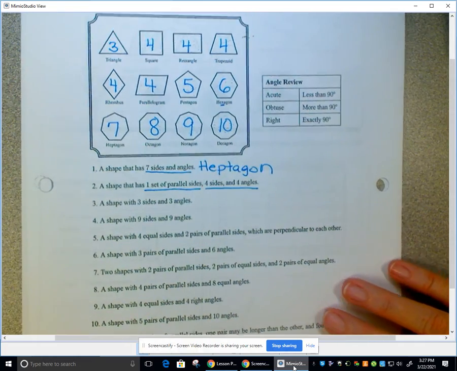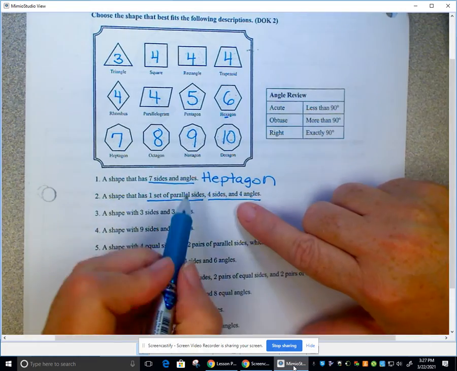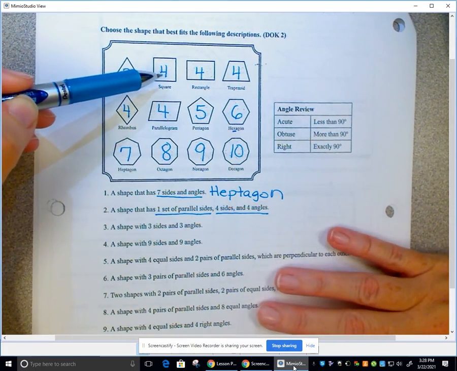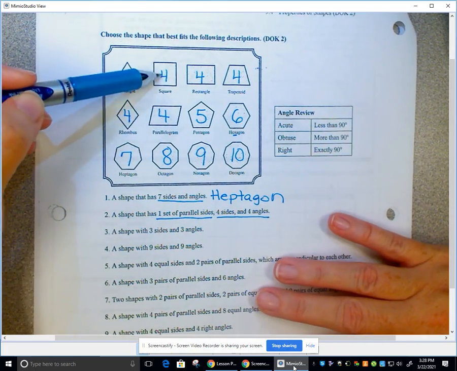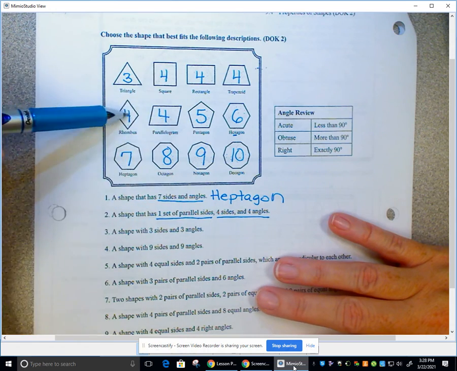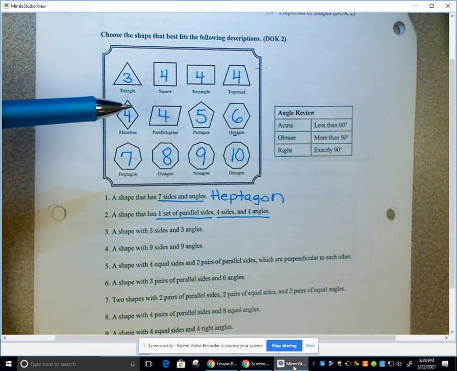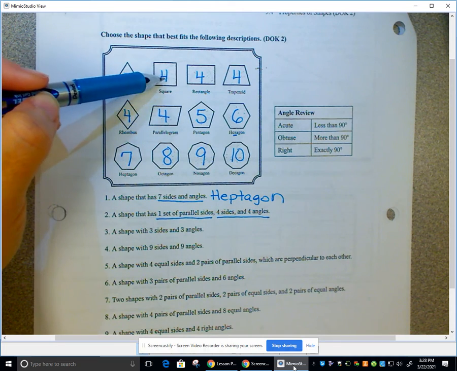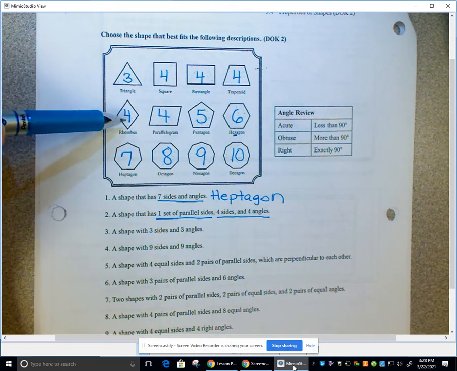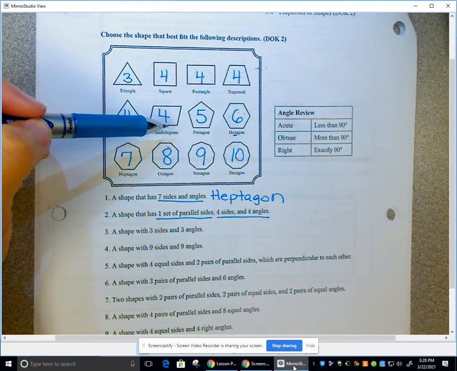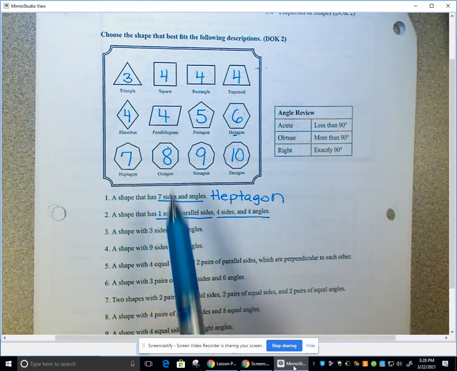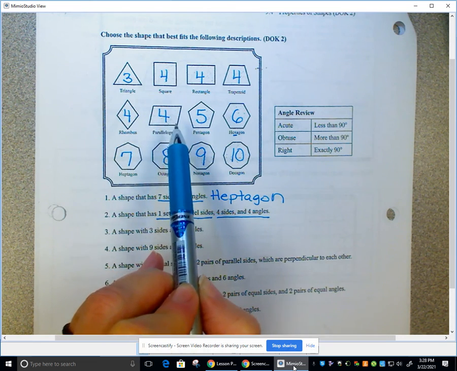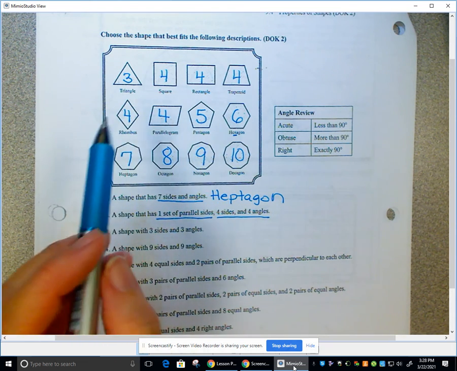A shape that has 1 set of parallel sides and it has 4 sides and 4 angles. This is a special type of 4-sided shape. I should have honed in on these a while ago. Let me take the time to do that now. Notice we have several 4-sided shapes. That's coming in one of the future lessons. But these are all in a family of what's called quadrilaterals. Now, all these quadrilaterals have 2 sets of parallel sides.